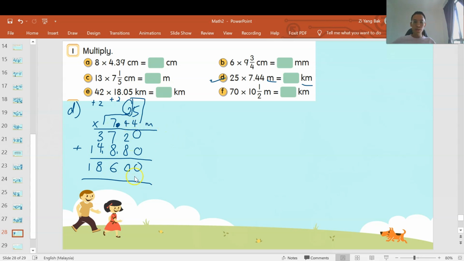Two decimal places. That means 2 numbers behind. Meter. So this is 186 meter. Change to km, you have to divide 1000. Because meter is smaller, km is bigger, so you have to divide. So when you divide 1000, just move decimal point 3 times, because 3 zeros, to the left. 1, 2, 3, dot, add a 0 in front, 0.186 kilometers.